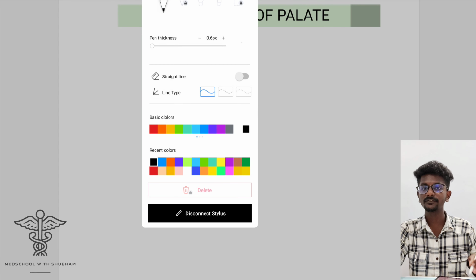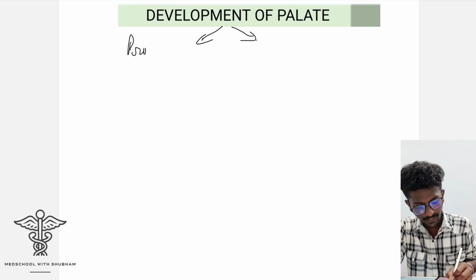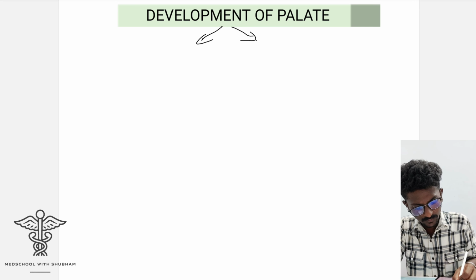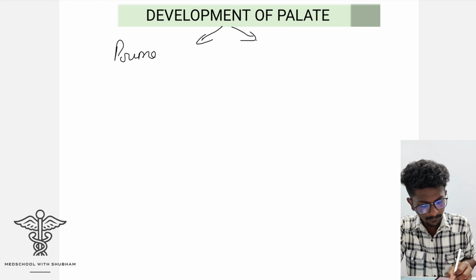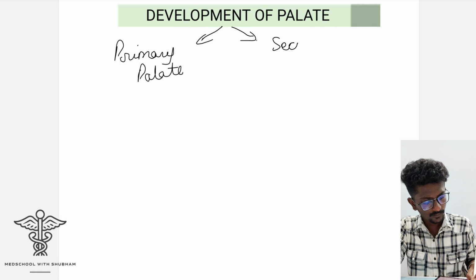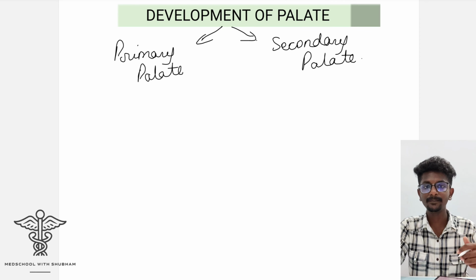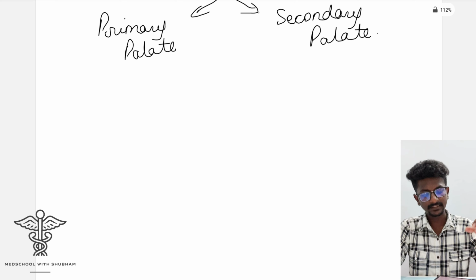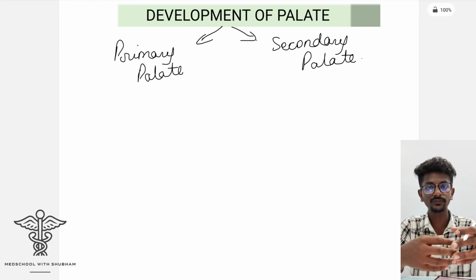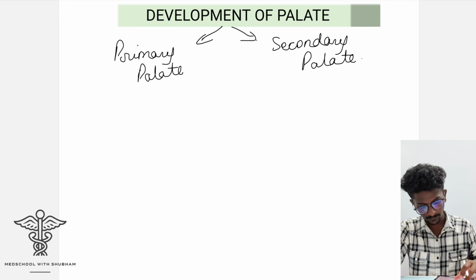So let's get started with today's lecture, that is development of the palate. For the development of the palate, we require two components, that is the primary palate and the secondary palate. These primary and secondary palate will fuse together and form a complete palate. So what is primary palate, what is secondary palate, we will be discussing now.